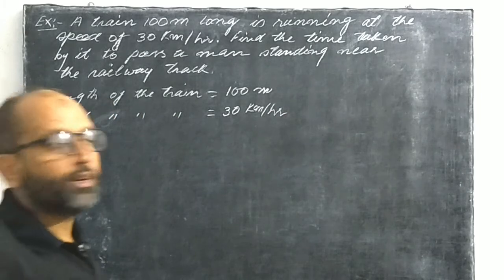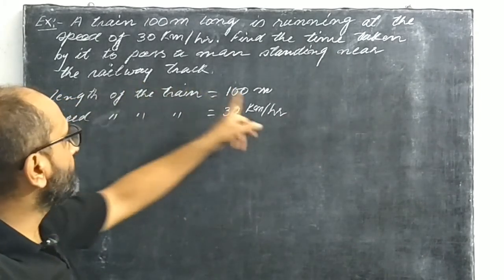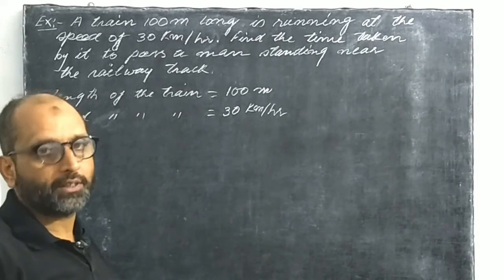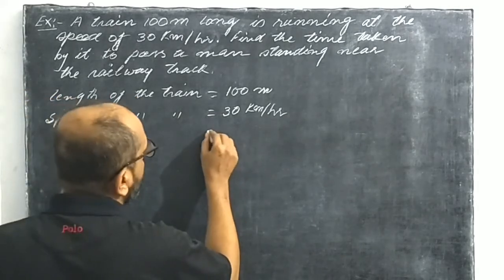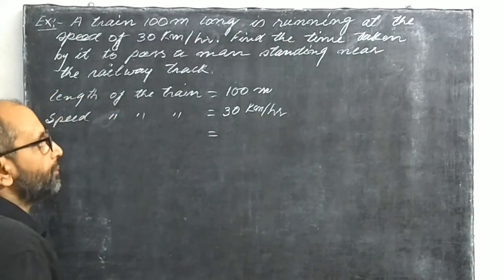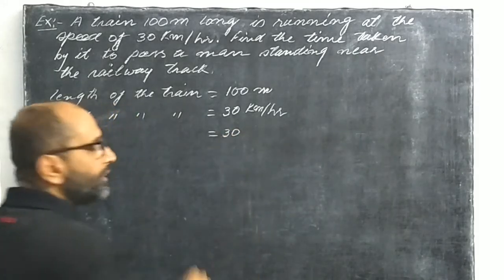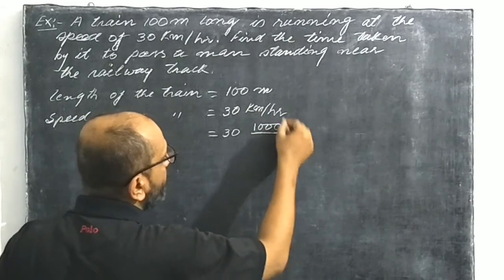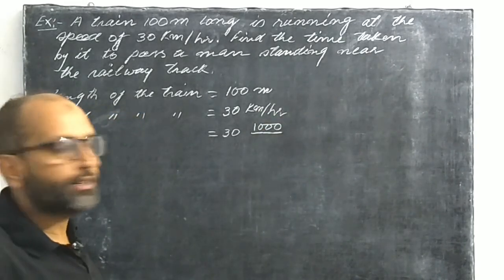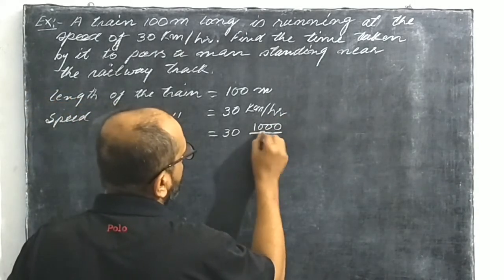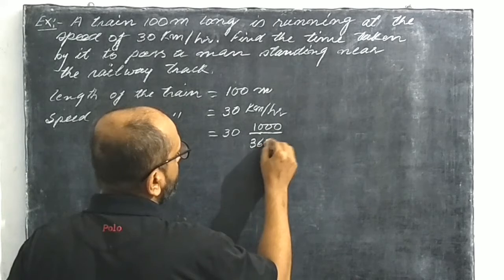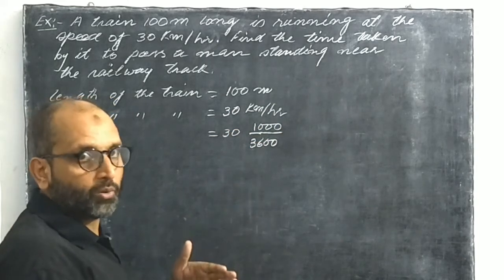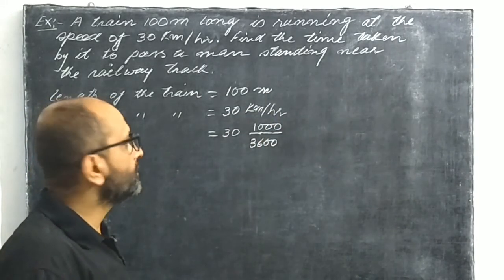So we need to be very careful about the units. If the length of the train is given in the meter, the speed of the train must also be in terms of meter per second. So first we have to change this kilometer per hour into meter per second. As you know, there are 1000 meter in 1 kilometer, so we need to multiply it by 1000, and in 1 hour there are 3600 seconds, so we have to write 3600 in the denominator because this is kilometer per hour. So in the numerator we have to change kilometer into meter, and in the denominator we have to change hours into seconds.